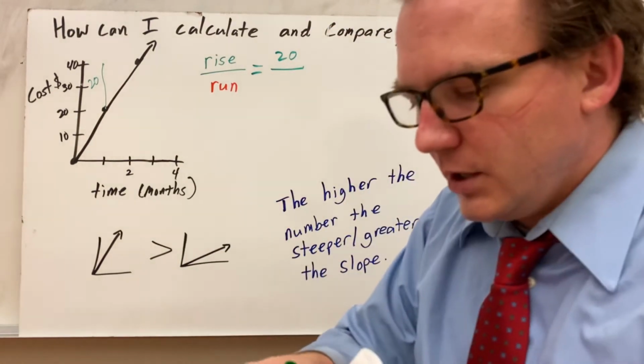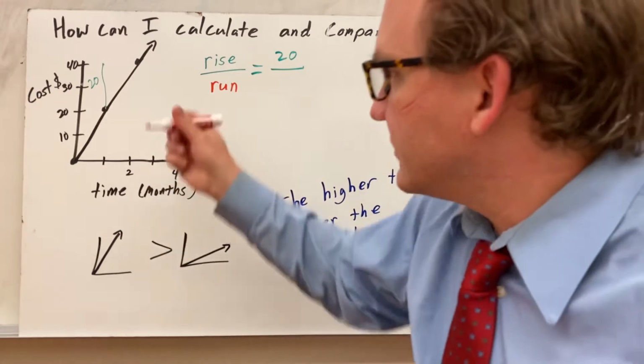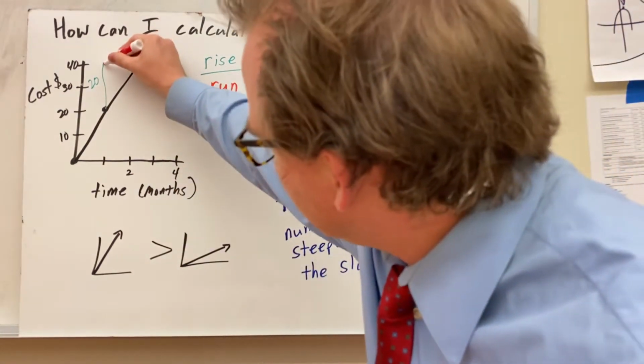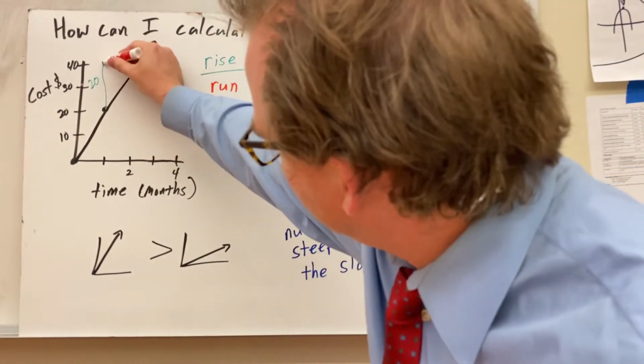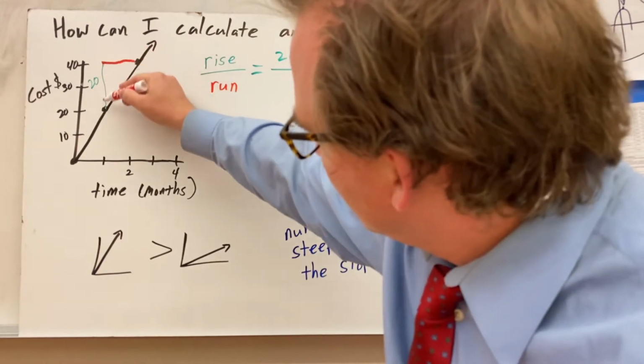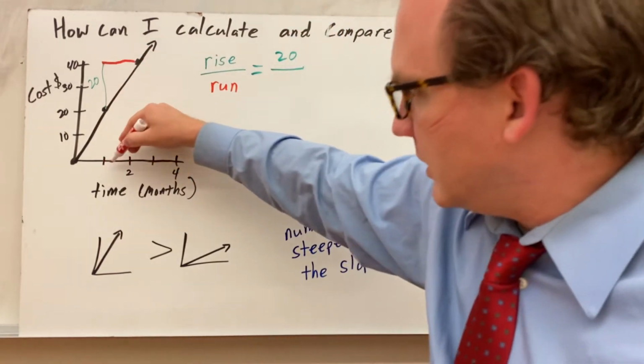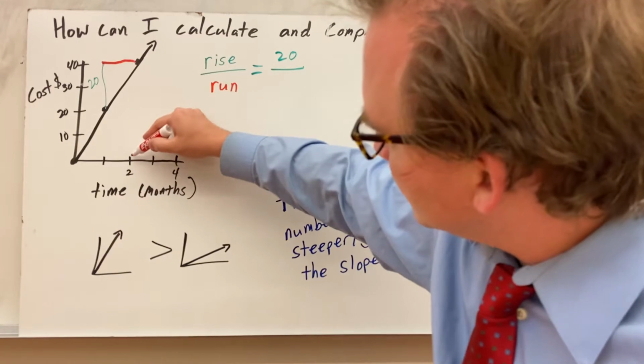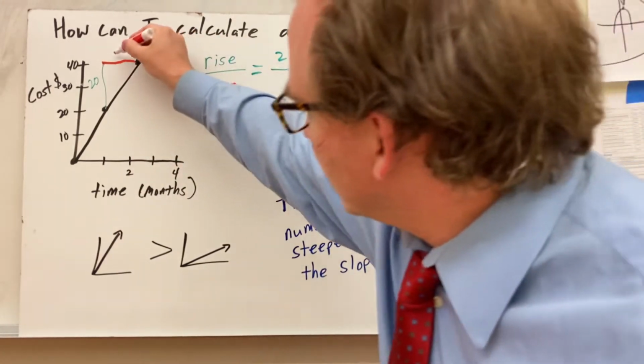Over my run. Run is how far side to side. So rise is how far up, and run is side to side from this point over to here. So I go from here to here. If I look down here, this looks to be 1, and it goes over to 2. So my run is going to be just 1.